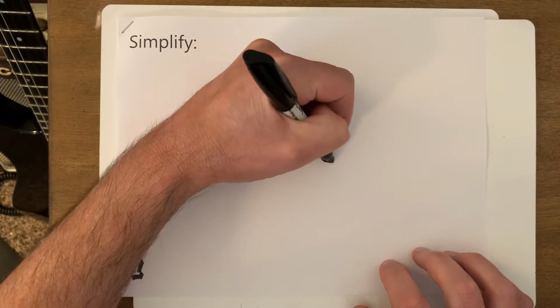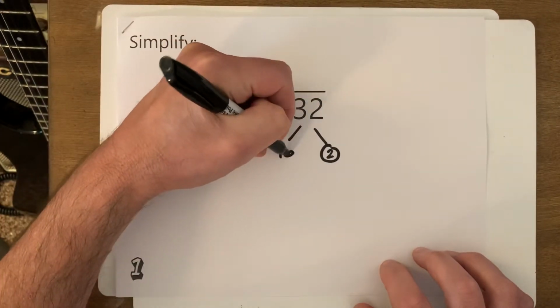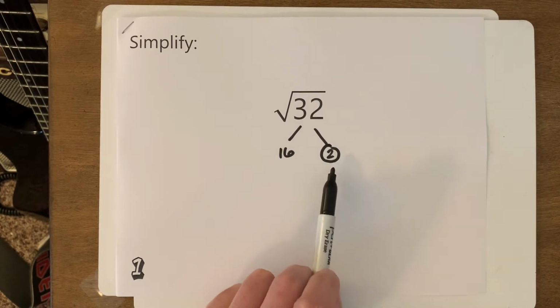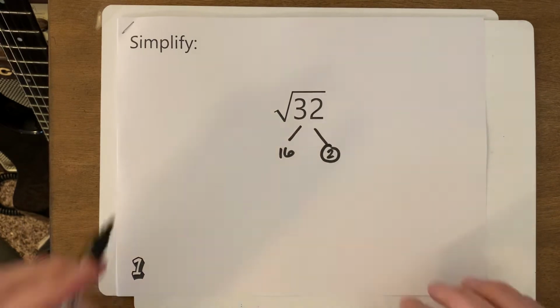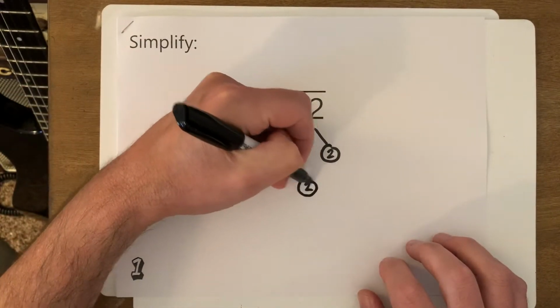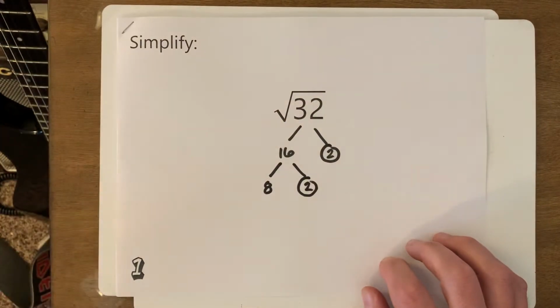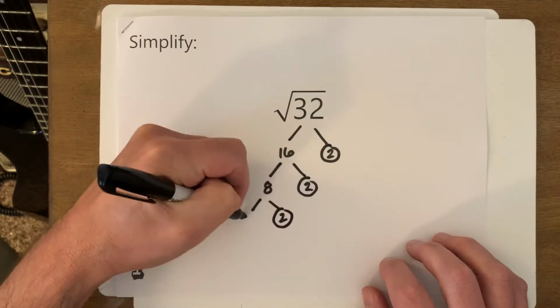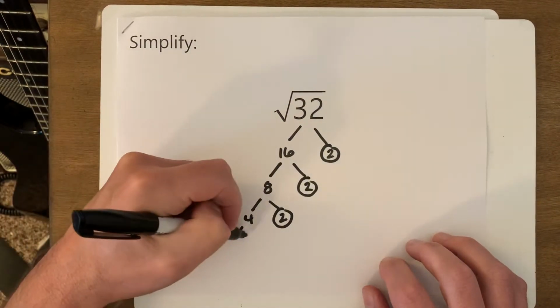So 2 and 16. Okay, so when I get to a prime here, I go ahead and circle it so I know I'm done with that. I can't break down 2 anymore. 16 is 2 times 8. 8 is 2 times 4. And 4 is 2 times 2.